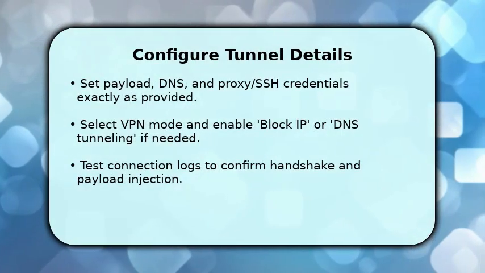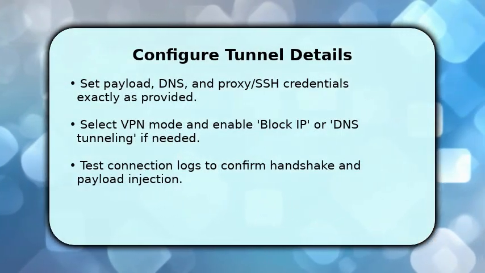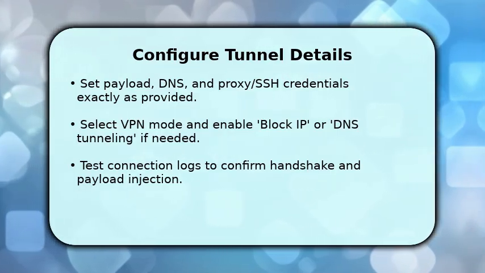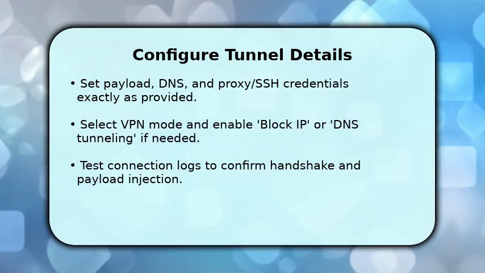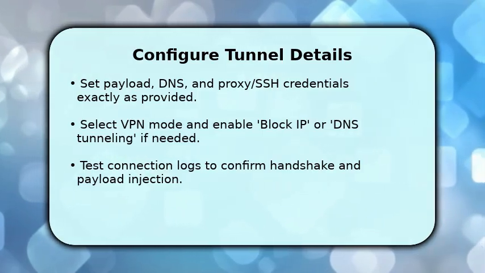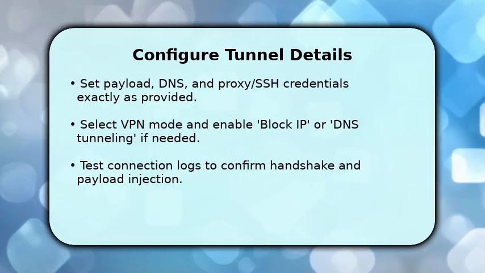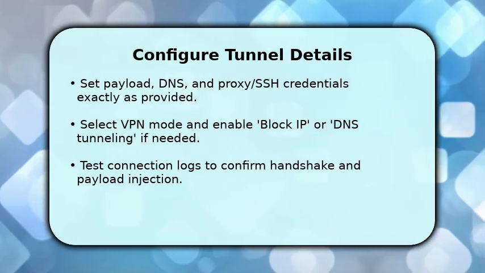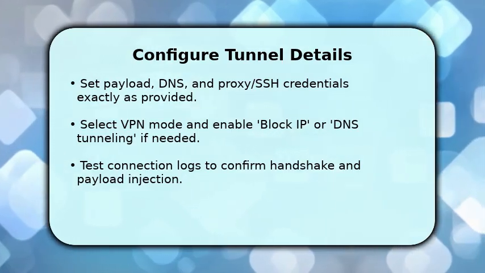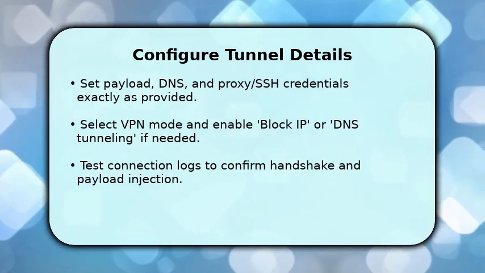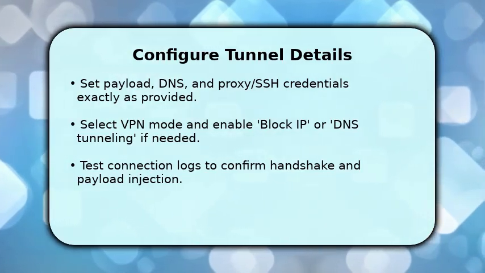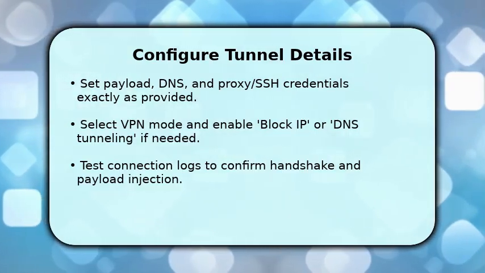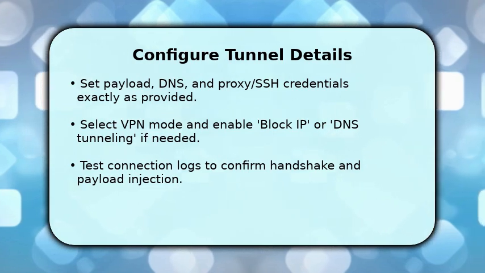Now configure the detailed tunnel parameters inside HTTP Injector. This is where precision matters. Enter payload rules, proxy or SSH credentials, and custom DNS entries when required because mismatches cause failures. Make sure the routing mode matches your plan, HTTP, TCP, or UDP tunneling. Choose the one supported by the server. Once configured, start the connection and watch the log for handshake messages, successful auth, and assigned routes so you can confirm the tunnel is alive.